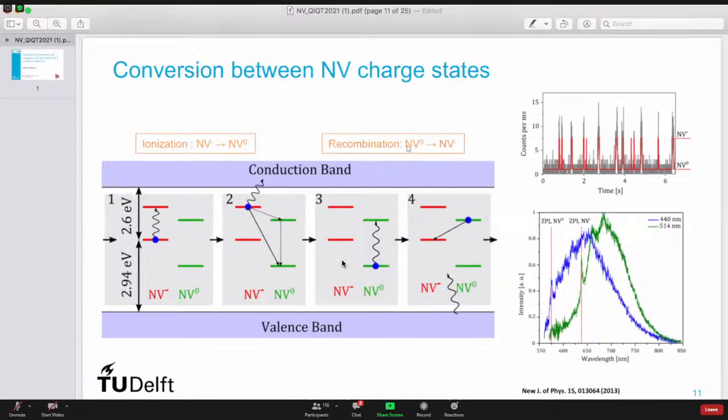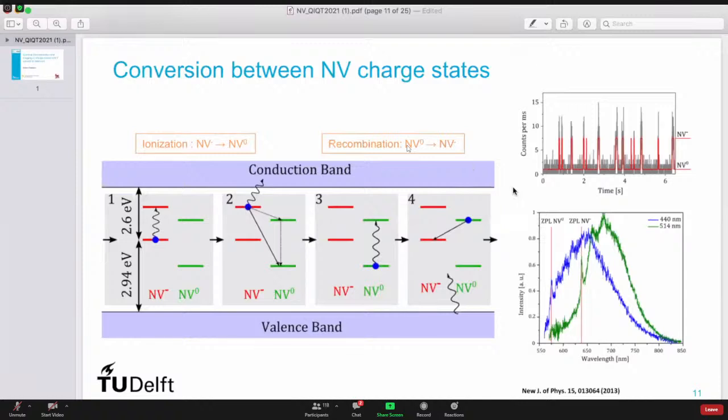Now the NV0 absorbs another photon, and from the ground state it is excited to the excited state. And then from the valence band, it collects another electron, gets converted into an NV minus center, and reaches the ground state of the NV minus center. This process is called the recombination mechanism, which is basically the conversion from NV0 to NV minus.